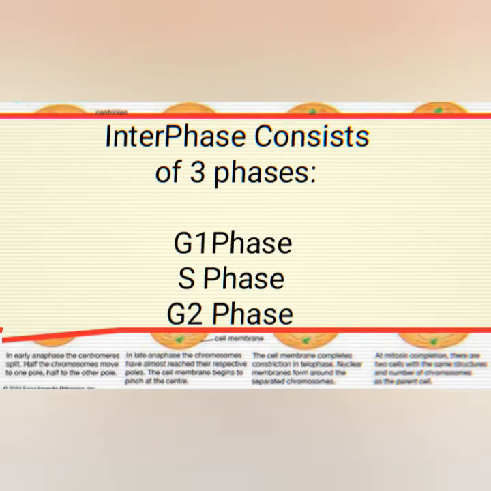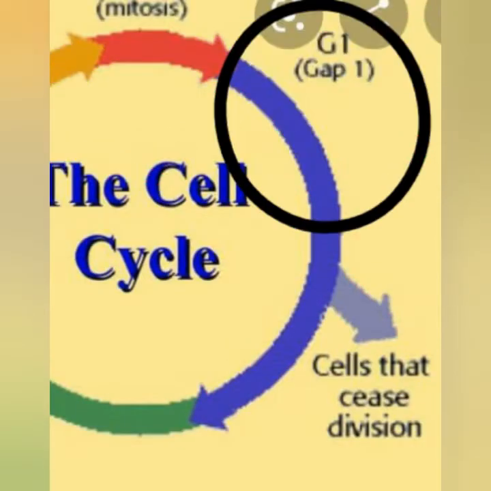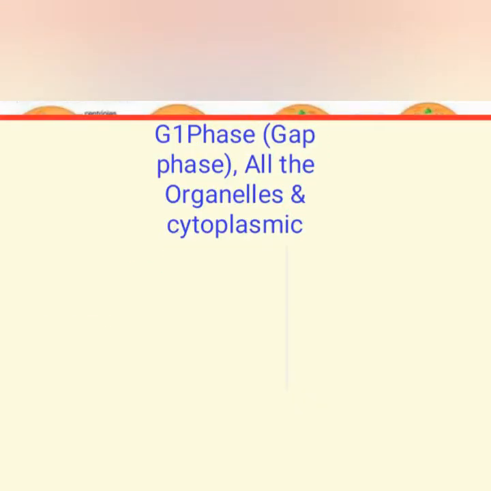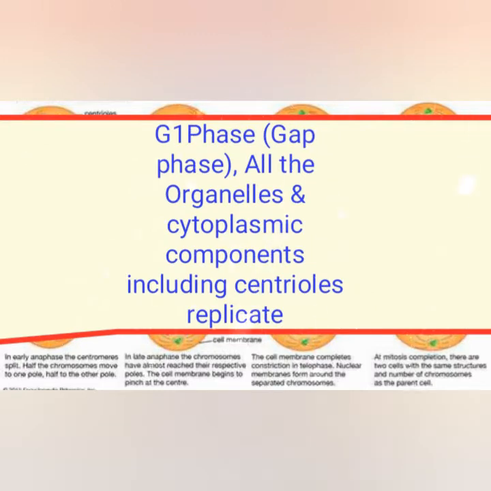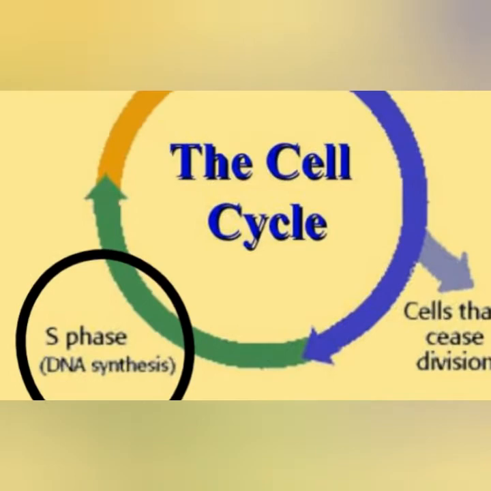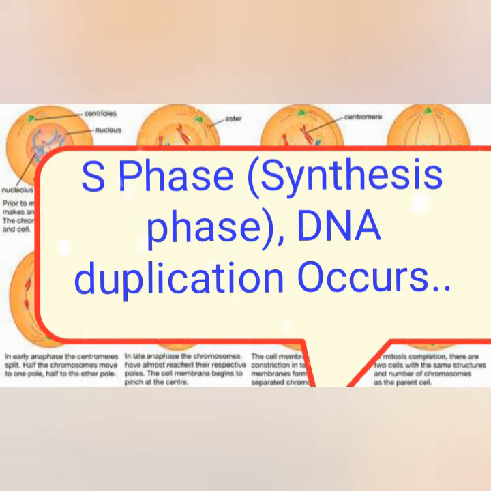Let us discuss one by one. In G1, the gap phase, all the organelles and cytoplasmic components including centrioles replicate. And the second phase, that is the S phase, also known as the synthesis phase. In this phase, DNA replication occurs.